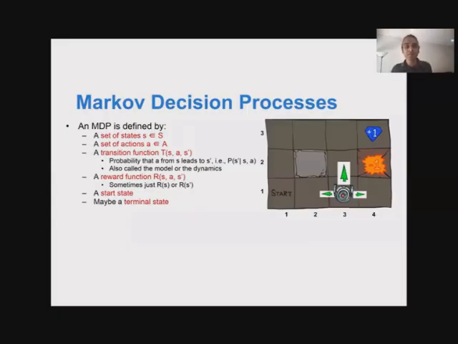So when you talk about reinforcement learning, we're going to use this framework of Markov decision processes. This is just a way of formulating the problem so it's really clear what we're trying to solve, what information we have, and what we're trying to figure out. So what is the Markov decision process?